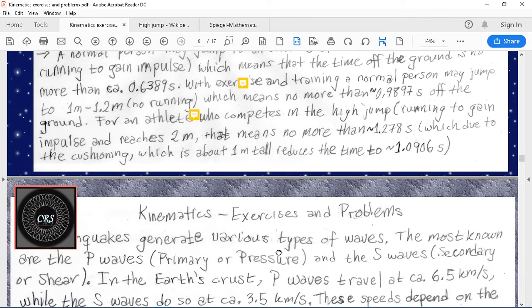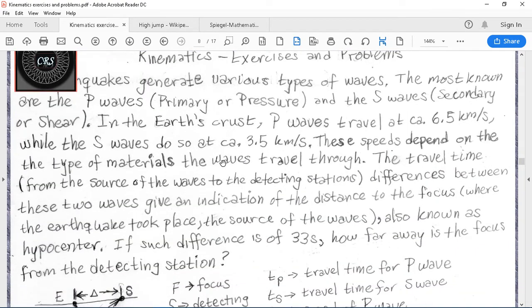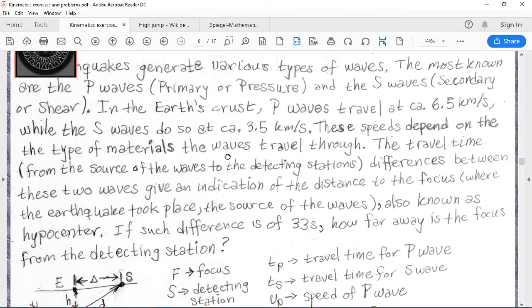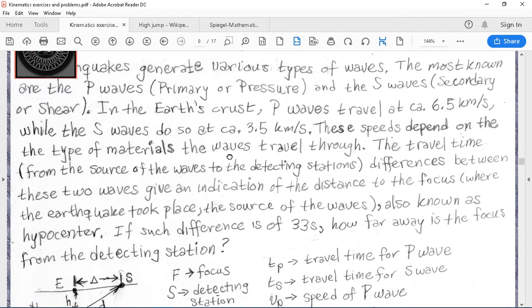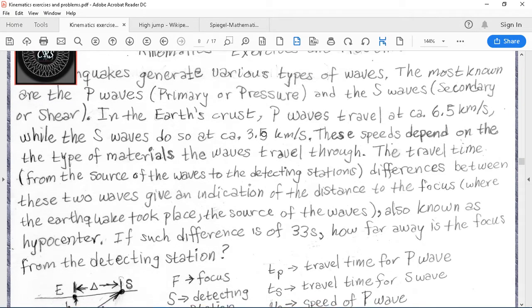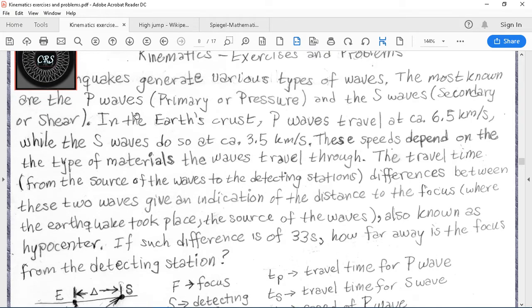Okay, now we can start with problem 4. Problem 4 corresponds to the fact that earthquakes generate various types of waves, and the most known are the P waves, P standing either for primary or pressure, and the S waves, where the S would be standing for secondary or shear.